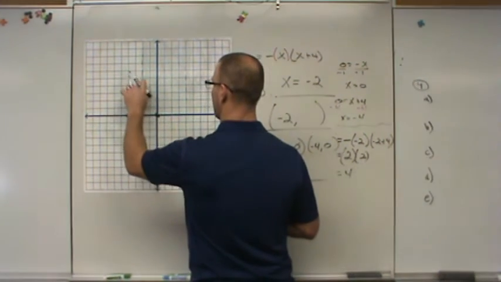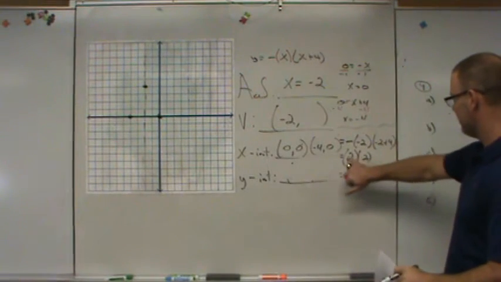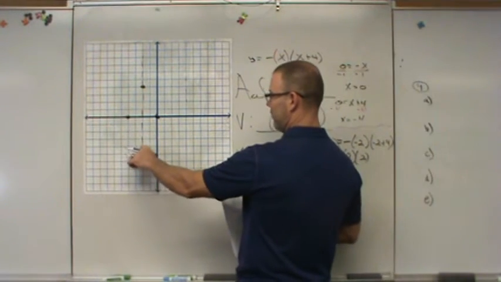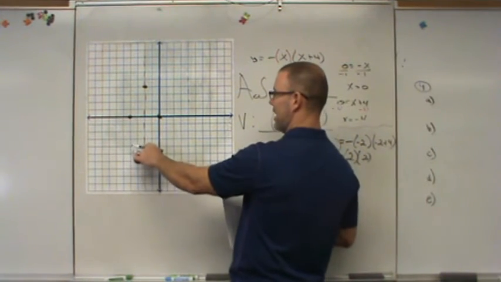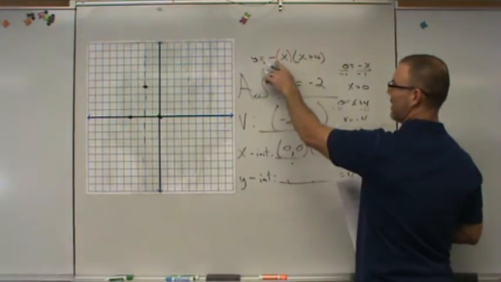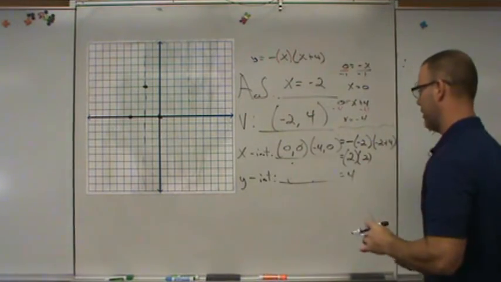1, 2, 3, 4. Now, let's say I screwed up and made this a negative. Let's say I left this one a negative. I would have gotten a negative 4, which means my vertex would have been down here. That doesn't make sense. That would have told me my graph opens up, which I know my graph actually opens down. So my answer is sensible here, so I can go ahead and put that in there.